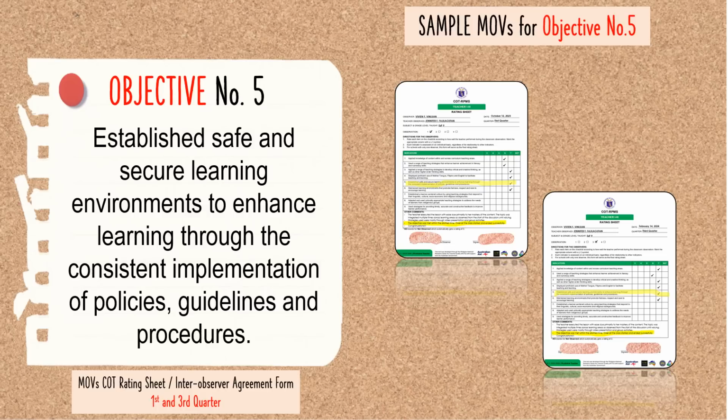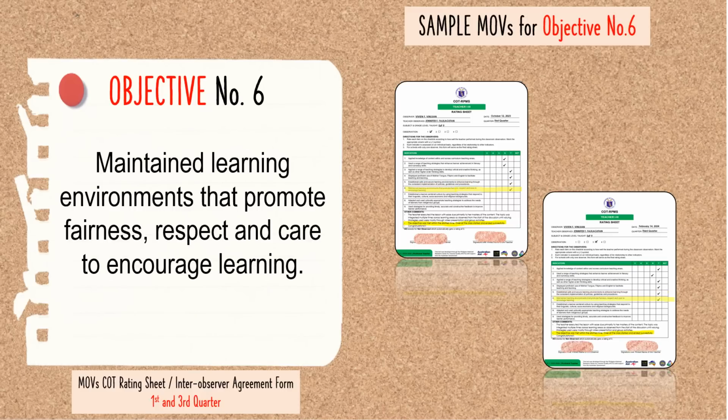Objective number 5, establish safe and secure learning environments to enhance learning through the consistent implementation of policies, guidelines, and procedures. For this objective po, ito po ay indicator number 5 sa ating COT rating sheet during first and third quarter. So, 2 din pong rating sheet ang ilalagay natin sa ating portfolio.